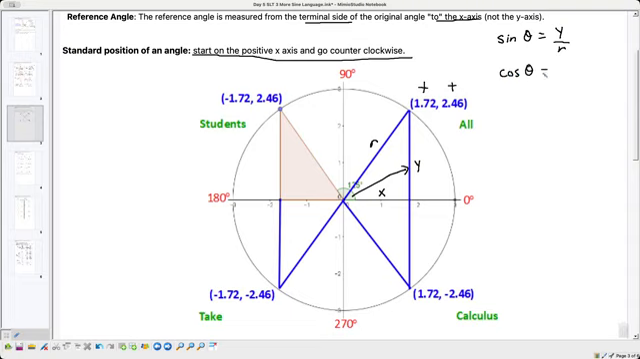Cosine of theta is the adjacent side over the hypotenuse, and tangent of theta is opposite over adjacent. Now, I want you to put a little star here and make a note that r is the radius, which is always positive.